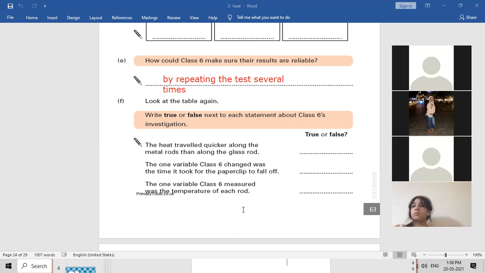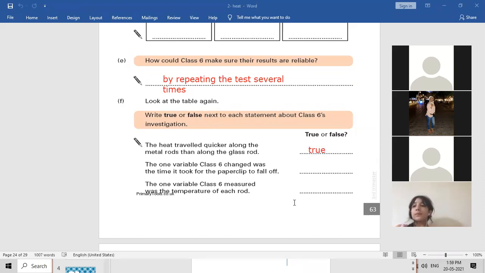Okay, the next question. Write true or false next to each statement about class 6's investigation. The heat traveled quicker along the metal rods than along the glass rod. Ali, true or false? True. True, very good.